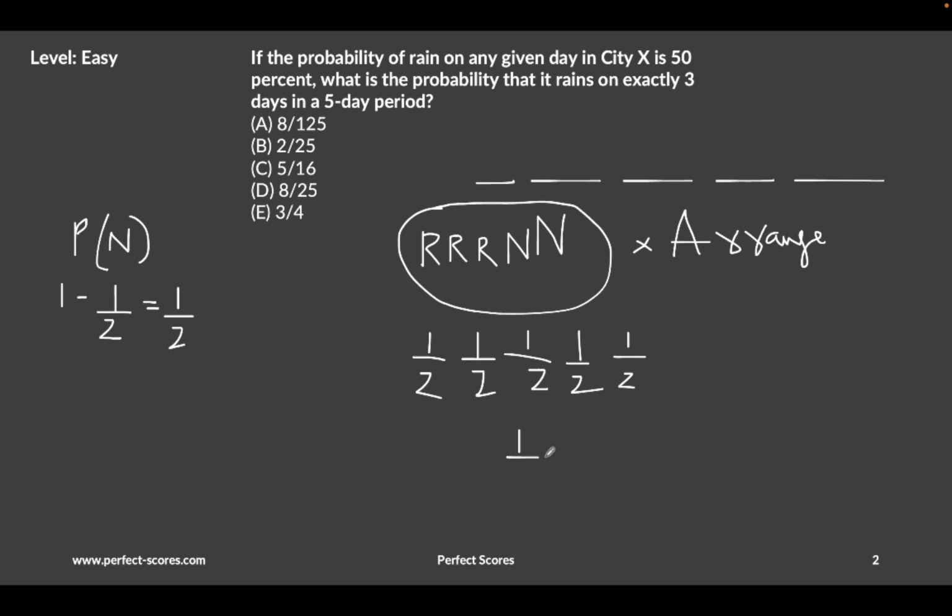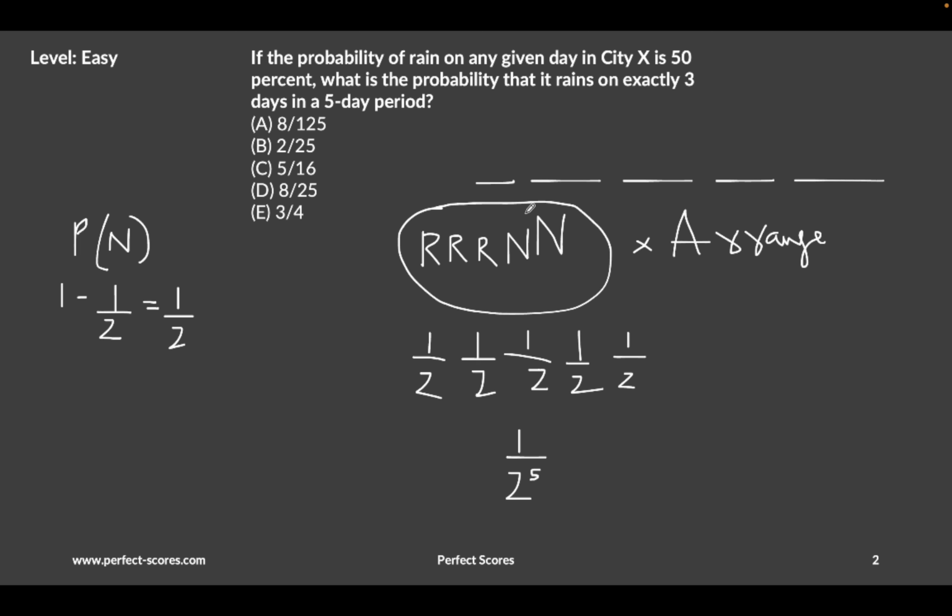So I can just write this whole thing as this, right? Let's talk about the second part of this. The second part is, in how many ways can this N arrange itself? Because it says it has to rain exactly 3 days, but it doesn't specify which 3 days. So it can rain on any 3 days.